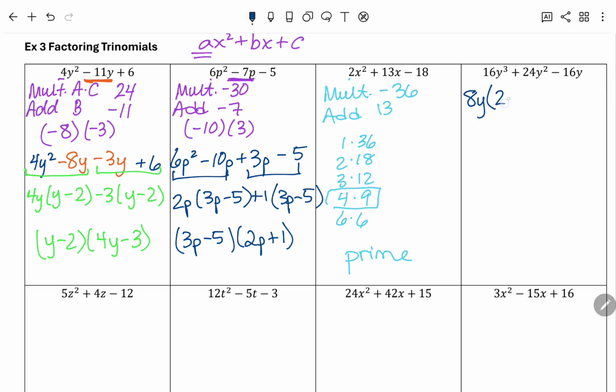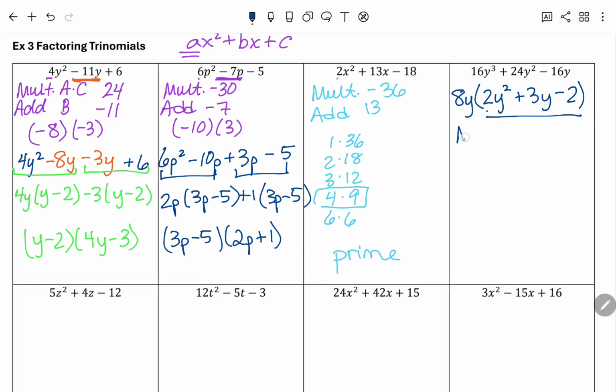And now what's it look like? 2y squared plus 3y minus 2. Oh, okay, that's a lot nicer, right? Not as big numbers. Now, I'm just going to focus on this right here. I have a trinomial. There's no more GCF. The a value is greater than 1, so I want to ask myself what multiplies to give me negative 4 and adds to give me 3.